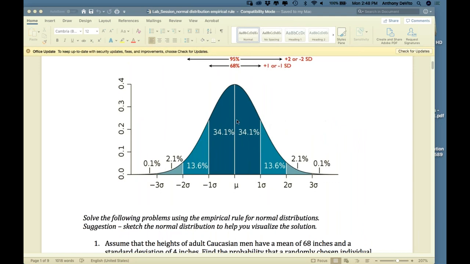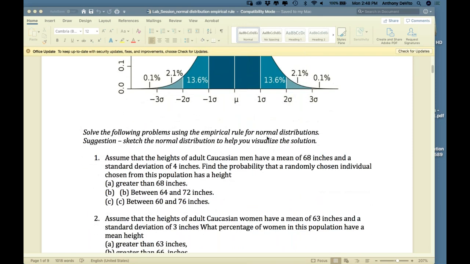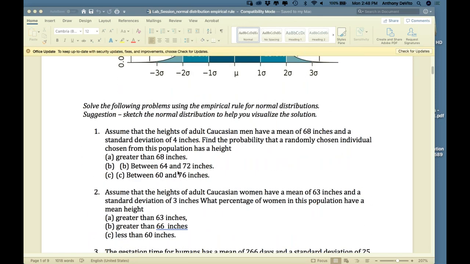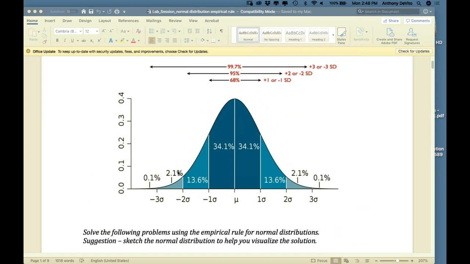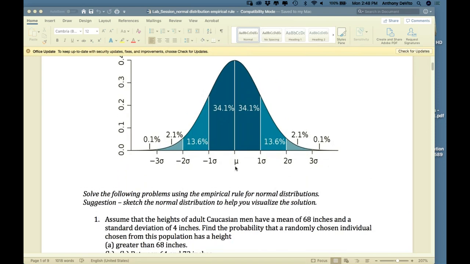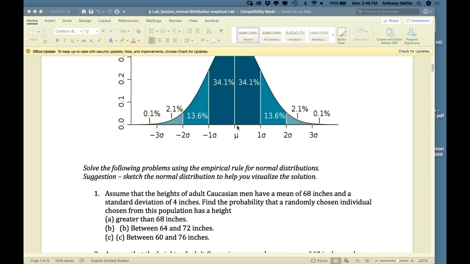68 is the mean, greater than 68 inches is going to be 50%. Okay, everybody comfortable with that? How about between 64 and 72 inches? What was the standard deviation again? It was 4, right? And the mean was 68. So one standard deviation below is 64, one standard deviation above is 72, right?